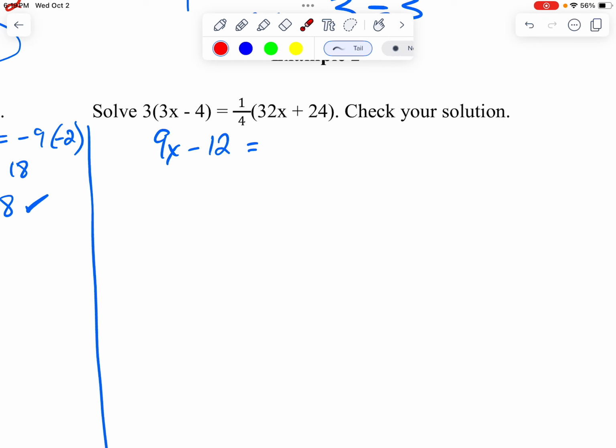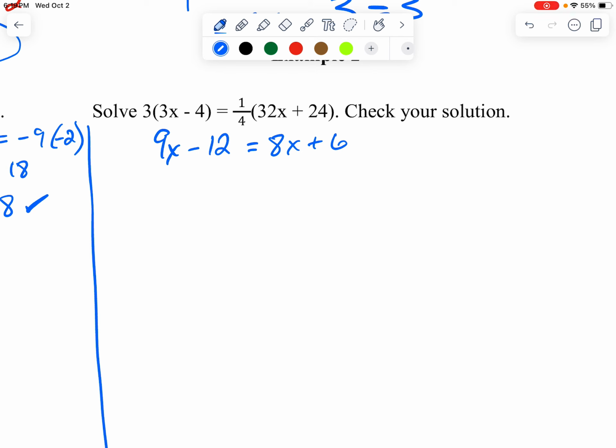equals 1/4 times 32. That's the same as 32 divided by 4. If you were going to punch this into your calculator, you would want to do it like this: 1/4 times 32. When you do that, you should get 8. So this is 8x plus 6.